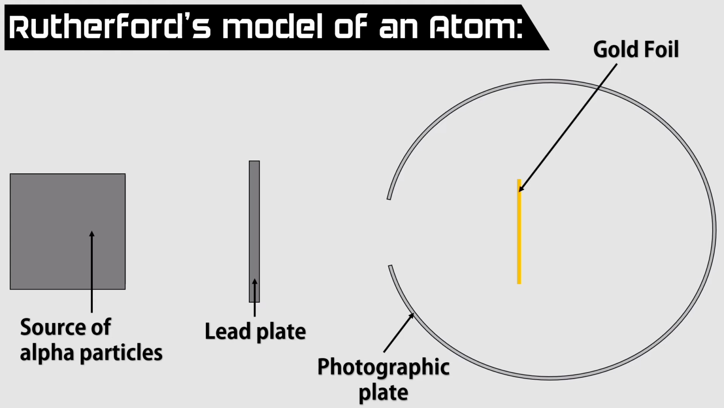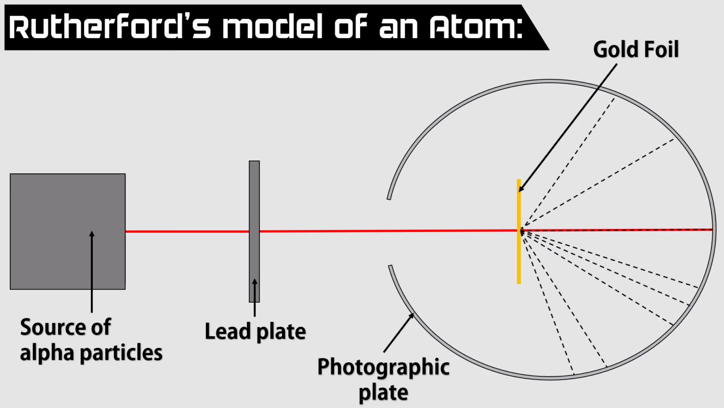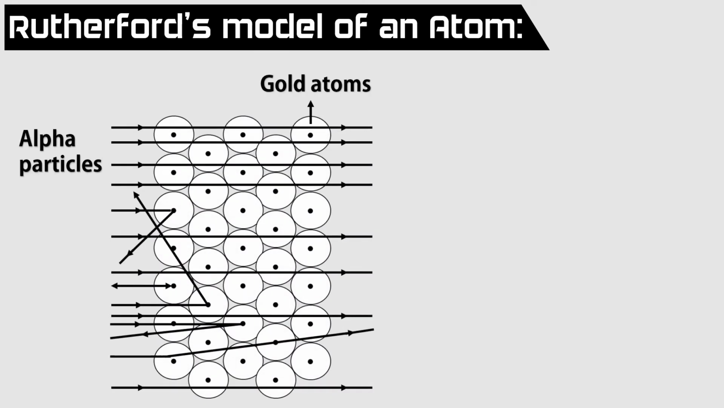totally unexpected results. When the alpha particles hit the gold foil, most of the fast moving alpha particles passed straight through the gold foil. Some of the alpha particles were deflected by the foil by small angles. One out of every 1200 particles appeared to rebound. This is the model when it strikes the gold atoms.